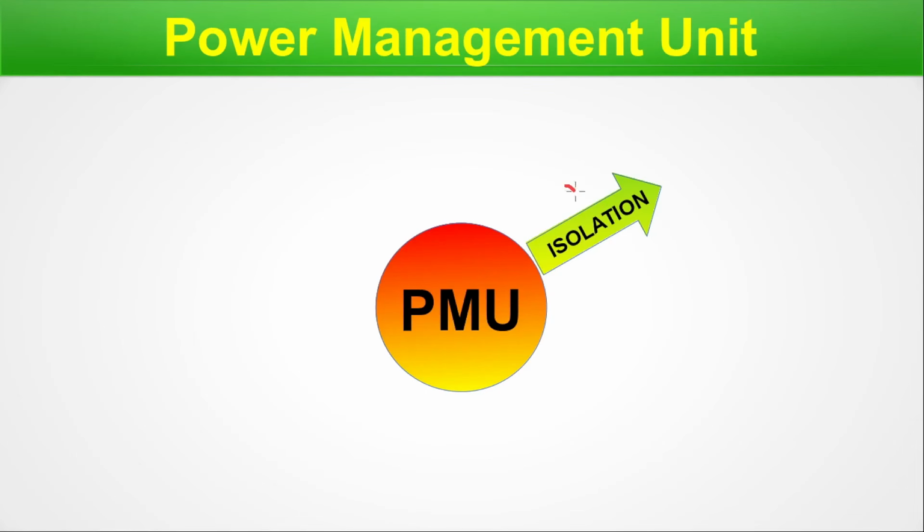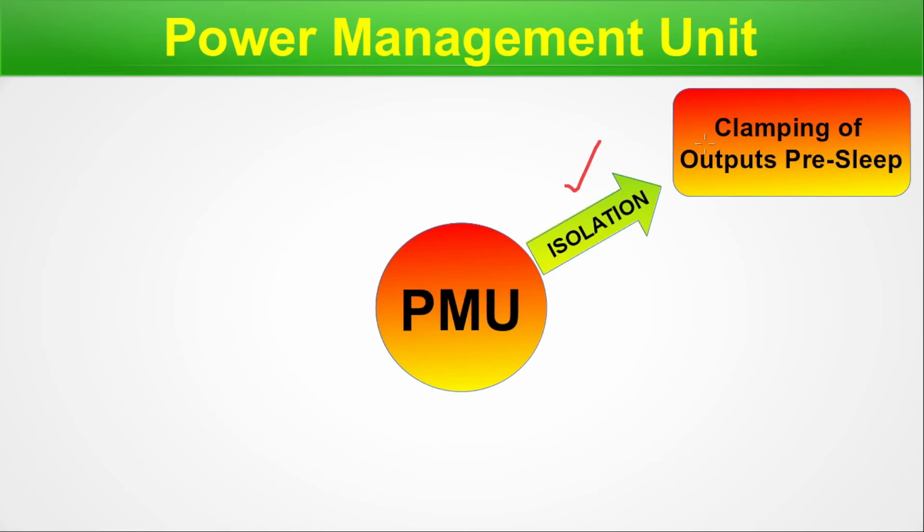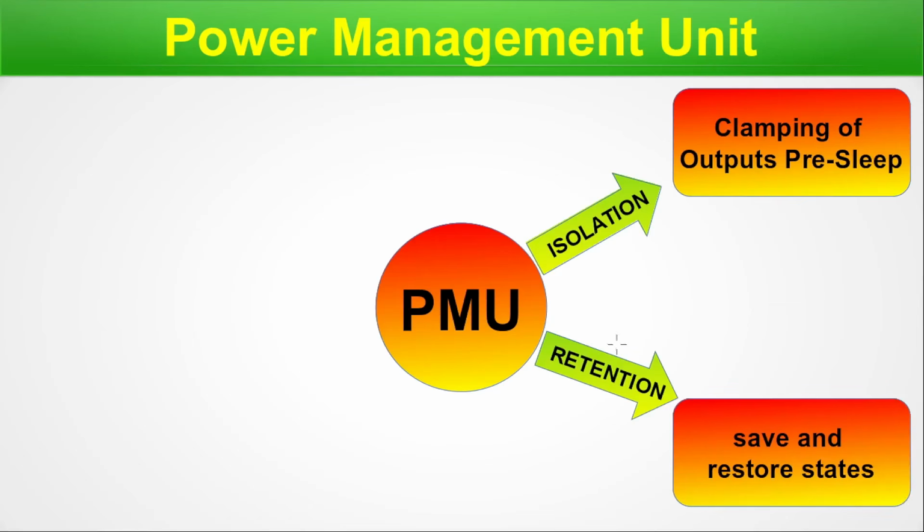The first kind of operation it does is the isolation. Here what is performed in the isolation is the clamping of the output pre-sleep. So before sleeping it clamps the output. This is called isolation. Retention. What does it retain? It retains the saved states. Once it is powered up again, it restores from the saved states. So this is the retention operation of the PMU or PMB.